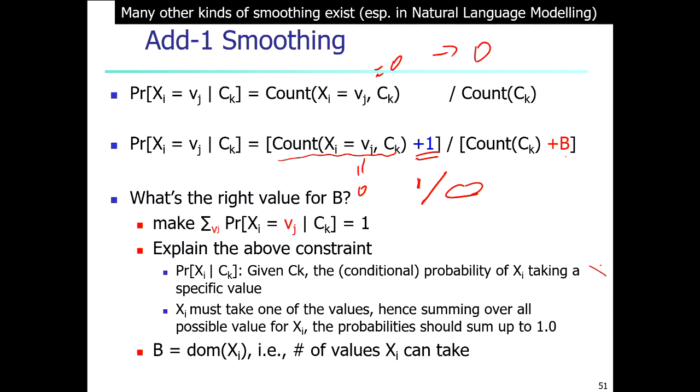The next thing is, in order to make sure the total probability still equals 1, we need to decide the value of b. The value of b would be the number of values that xi can take, or let's say the number of distinct values for x of a specific attribute.